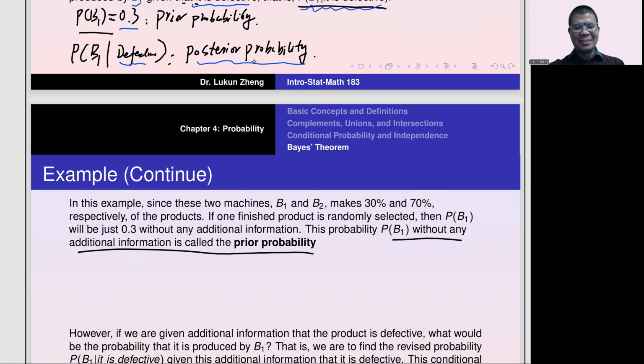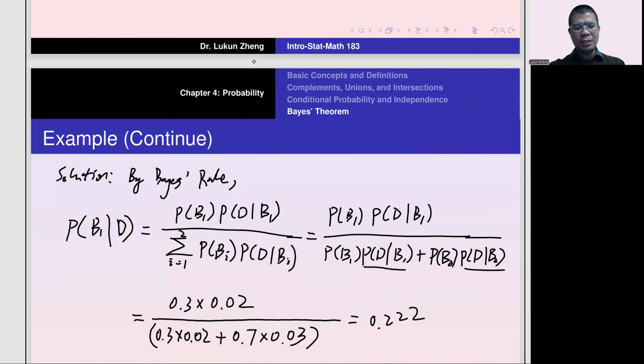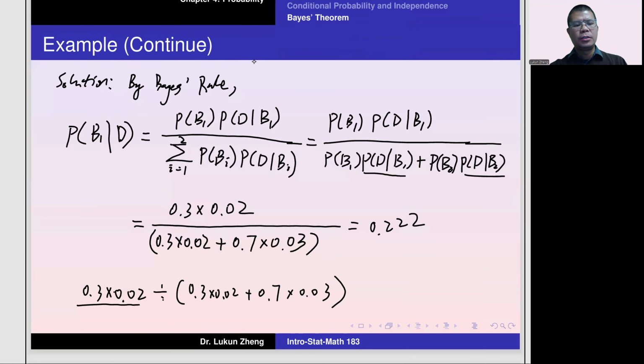Now let's consider this one. So we got this: the probability of B1 given D. On the top is the product rule, and on the bottom is the law of total probability. Okay, so we plug in and get 0.222. Yes, 0.222. Okay, so this is the Bayes rule. All right, that's the Bayes rule.